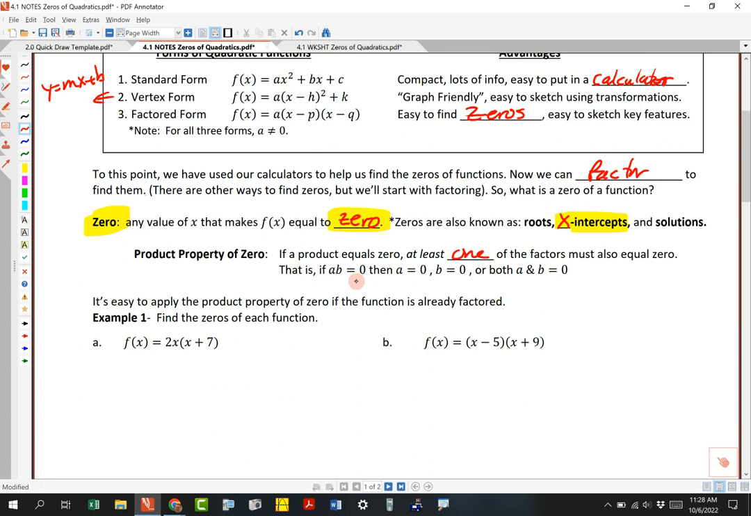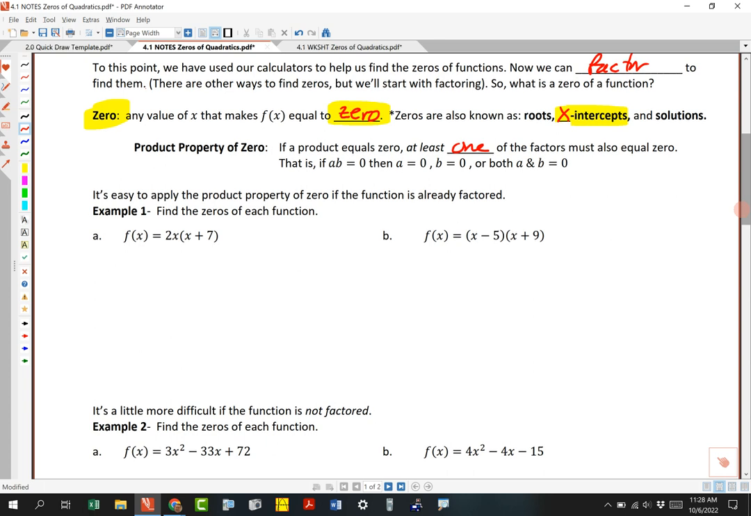If a times b equals 0, then we know for a fact either a is equal to 0, b is equal to 0, or it might be that they're both equal to 0. Okay? So we're going to come down here and we're going to find some zeros of these functions.